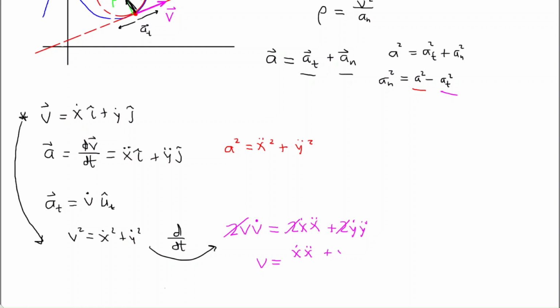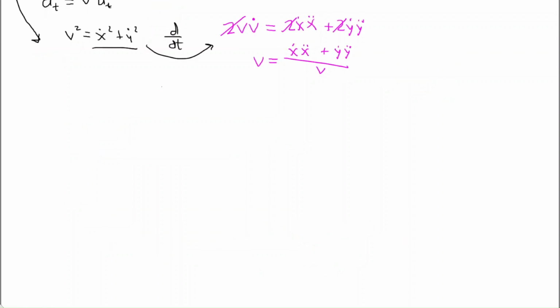Okay, x dot, x double dot plus y dot, y double dot, all over the magnitude of v. Which I could substitute this formula related to that, but we won't need to do that right now. We'll come back and do that in a moment. Create a little bit more space now.